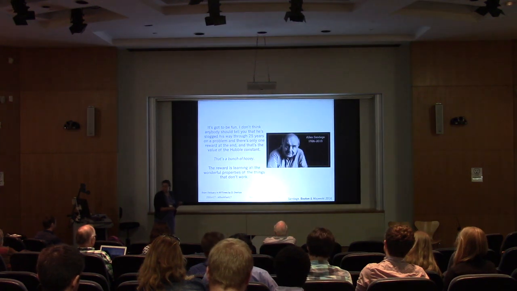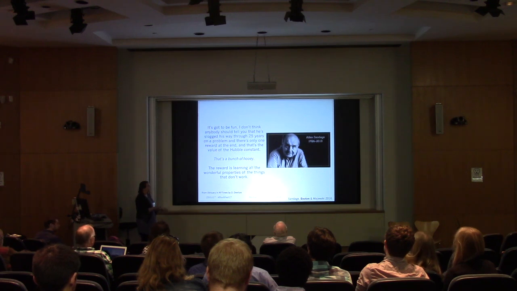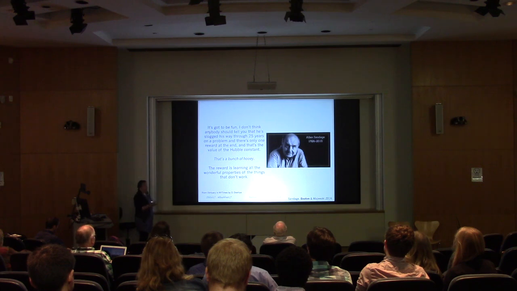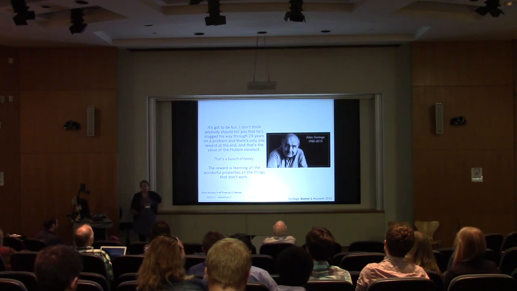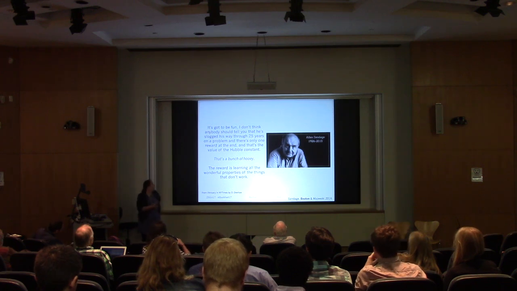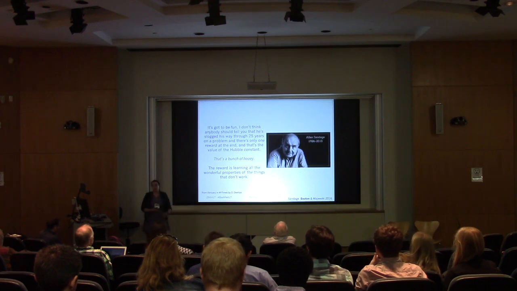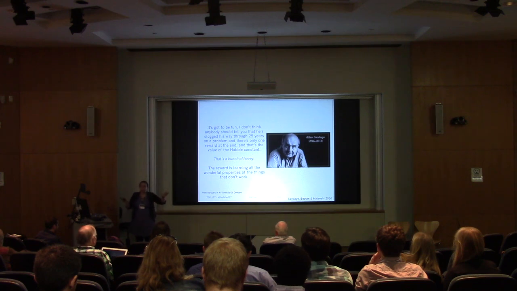And to conclude, I love to use this quote by Alan Sandage that appeared in his obituary. He says, "It's got to be fun. I don't think anyone should tell you that he's slogged his way through 25 years on a problem and there's only one reward at the end, and that's the value of the Hubble constant. That's a bunch of hooey. The reward is learning all the wonderful properties of the things that don't work." So is my way going to get us to 1%? I don't know, but I'm having a great time doing it. So thank you.